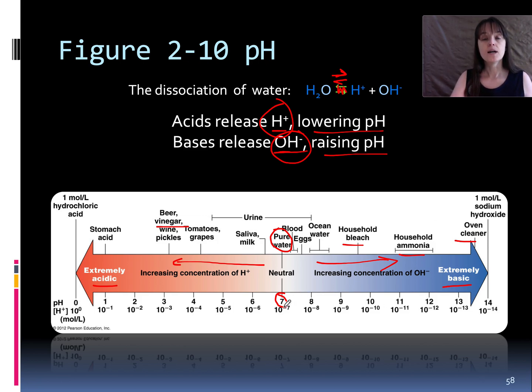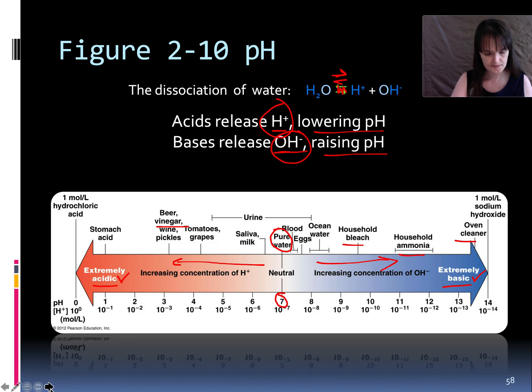Okay, so neutral, 7. Oh, and pH is lowercase p, capital H. Neutral is 7. A number smaller than 7 is acidic. A number bigger than 7 is basic or alkaline.